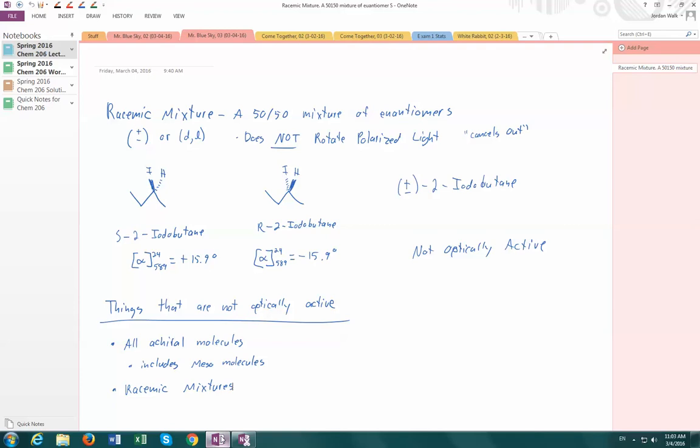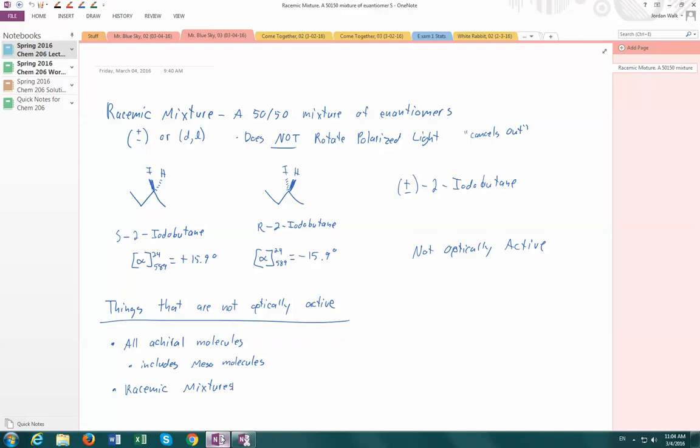All right, so we could have S-2-iodobutane, and in a perfectly pure sample of S-2-iodobutane, we've got a rotation of plus 15.9 degrees. Then if we have the other enantiomer, which is R-2-iodobutane, you can see it's the same absolute value, just the other direction, so we've got minus 15.9. Ultimately, if we have these two mixed together as a 50-50 mixture, we have a racemic mixture, and so it wouldn't be optically active and we wouldn't see any light rotation. We'll do things like that in lab as we go.